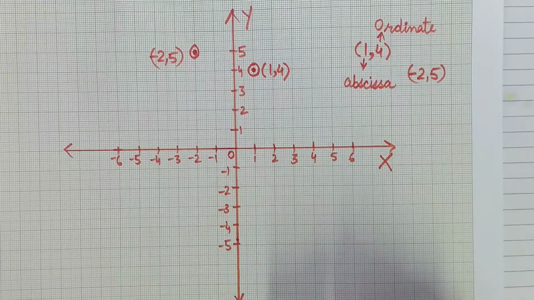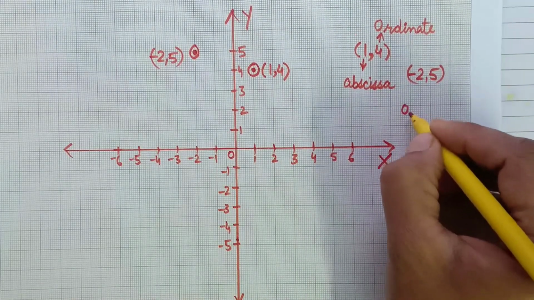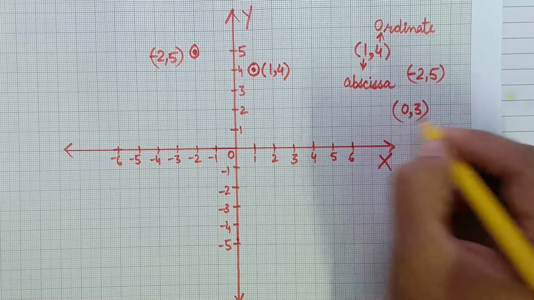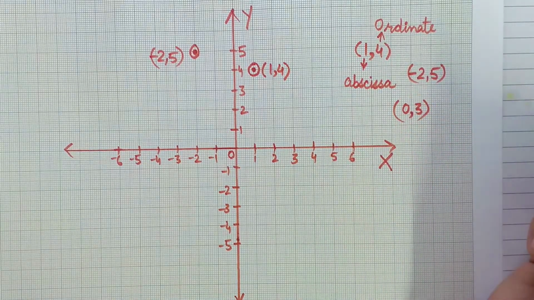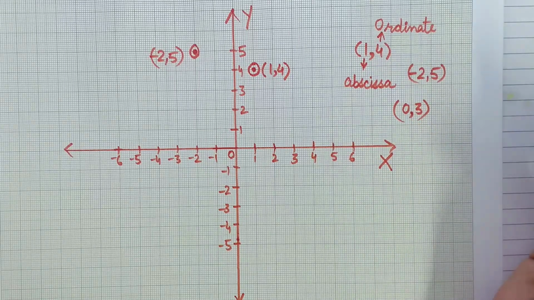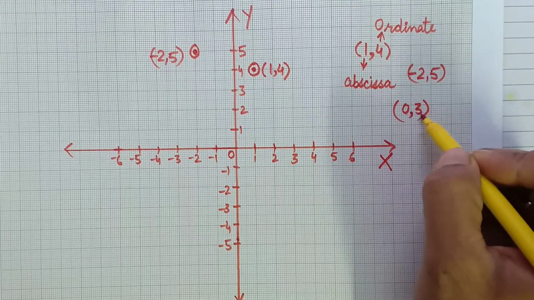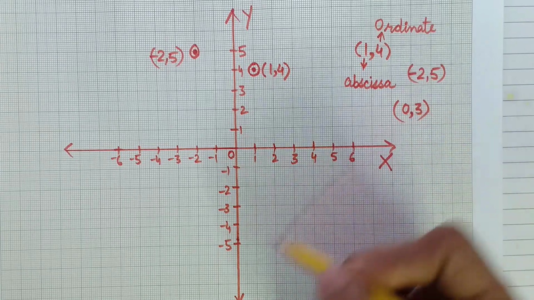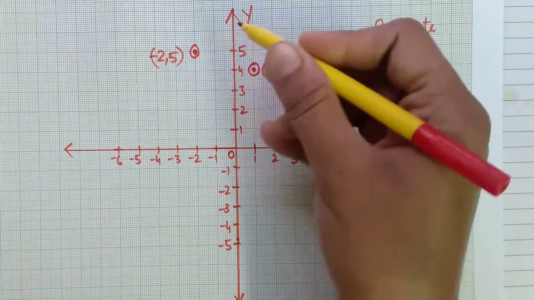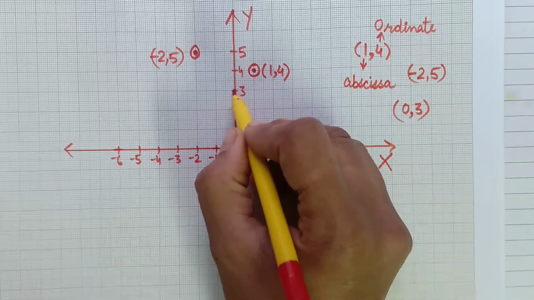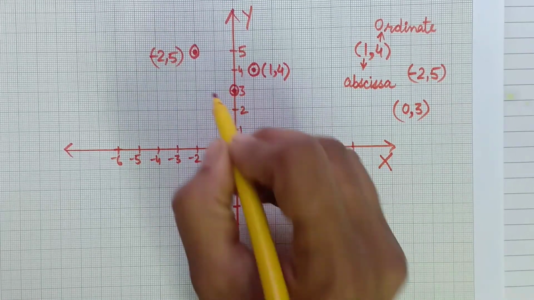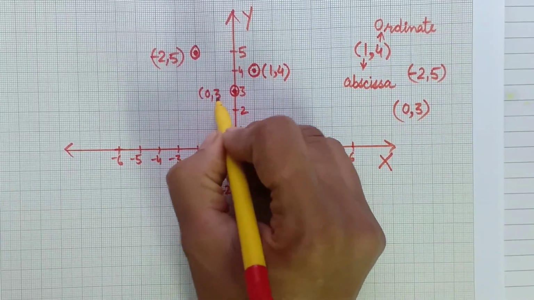Now come to the third. If I take a point as (0, 3), now where will this point lie? Because the value of x is 0. Now if x is 0 it means the value is only for y. So I will look for the number on the y-axis. And here I get my point. This point represents (0, 3).